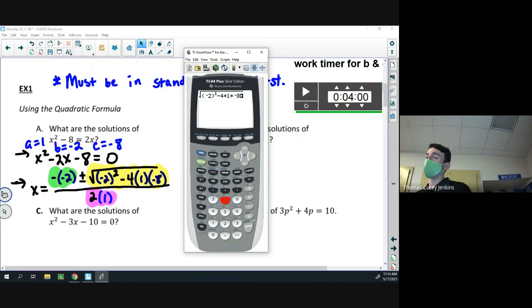Notice on that one, I didn't worry about putting that negative in parentheses. It only matters when you take it to an exponent, okay? So now that I have that, I'm going to go ahead and hit equals. And that gives me 6, right? So that tells me that b squared minus 4ac is 36, and then I take the square root. The calculator does that for me, and I get 6.